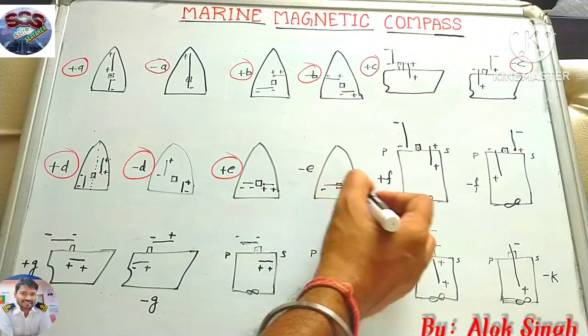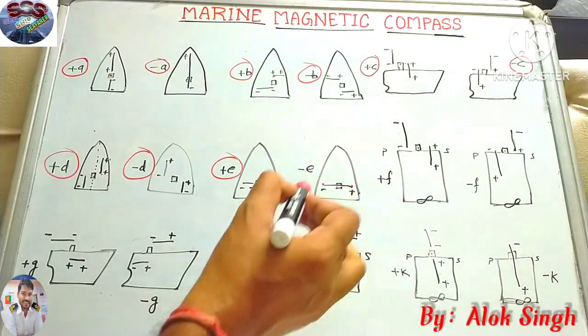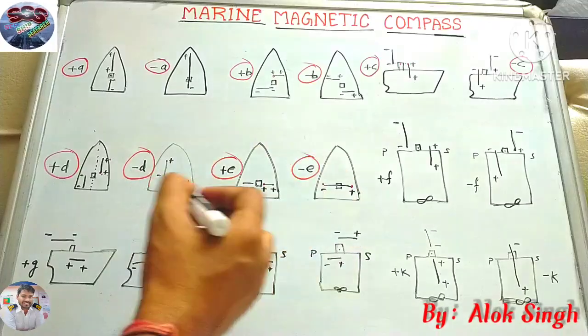Here suppose one continuous rod is there which is passing through the compass, so the starboard one will become positive and the port one will become negative. So both are different, so it will become minus E.